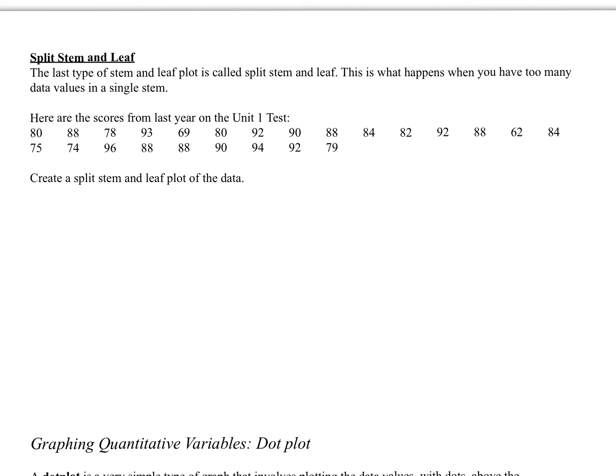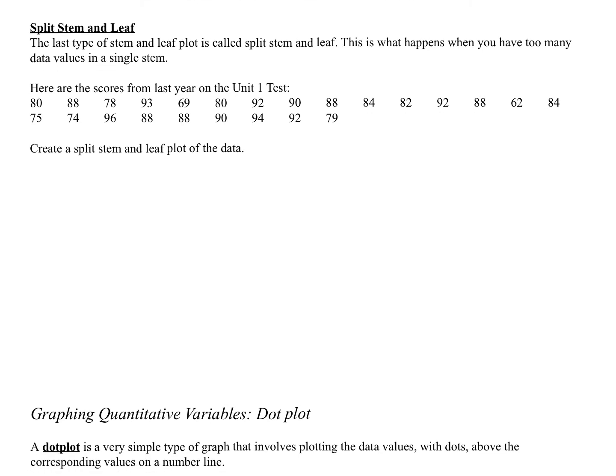So the data we're going to look at first is scores from a Unit 1 test, and there are 24 numbers. Typically speaking, when you're breaking up a stem and leaf plot, we break it up, like I said before, 0 to 4, 5 to 9. So my lowest score being a 62, I'm going to break it up so that one stem is 60 to 64, the next one is 65 to 69, and so on and so forth.